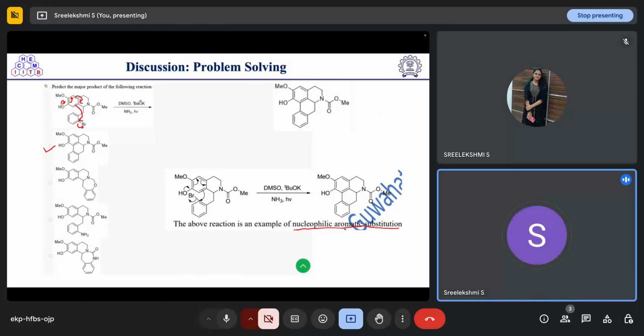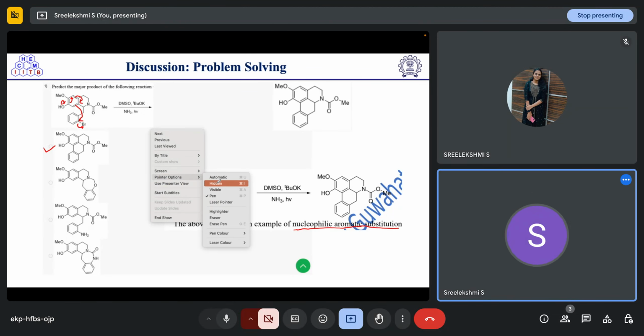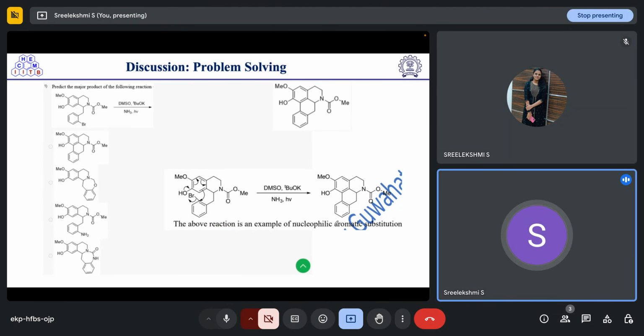So what this potassium tertiary butoxide is helping in is taking up this proton, so that that lone pair or this negative charge will be falling over here, and this reaction will happen to form this. 1, 2, 3, 4, 5, 6 membered ring will be formed here. So the correct answer will be option A. So it's an example of SNAr reaction, nucleophilic aromatic substitution reaction.